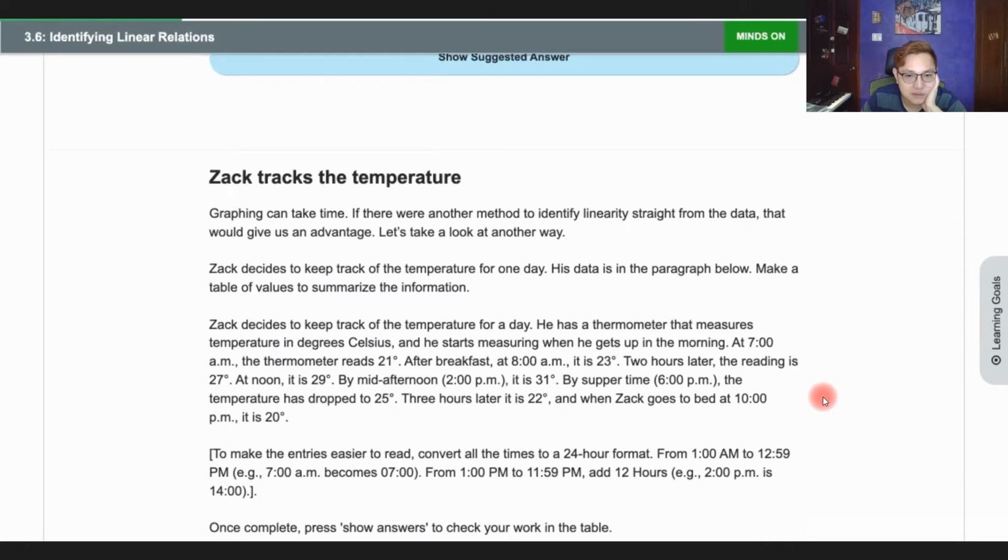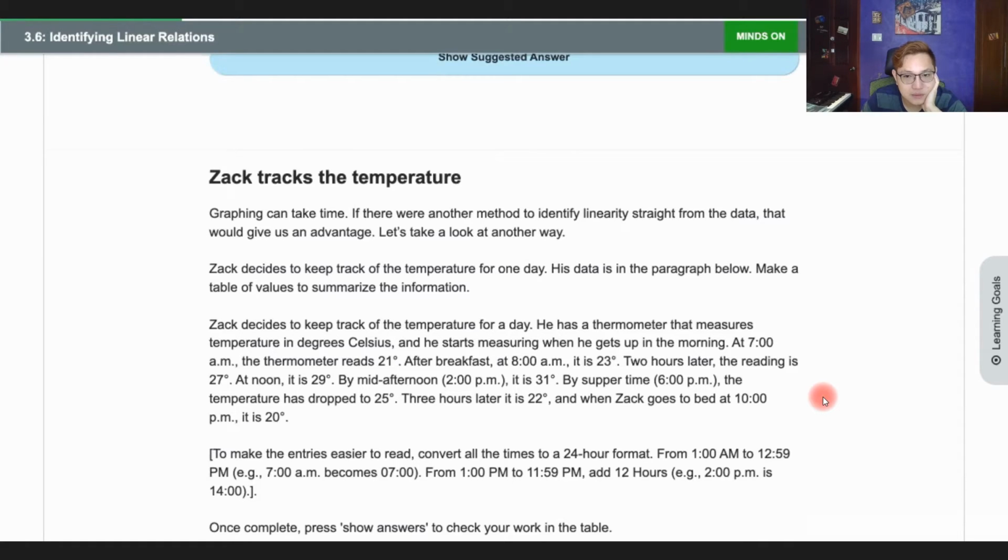By mid-afternoon, 2 p.m., it is 31 Celsius. By supper time, 6 p.m., the temperature has dropped to 25 degrees. Two hours later, it is 22 degrees. When Zach goes to bed at 10 p.m., it is 20 degrees.